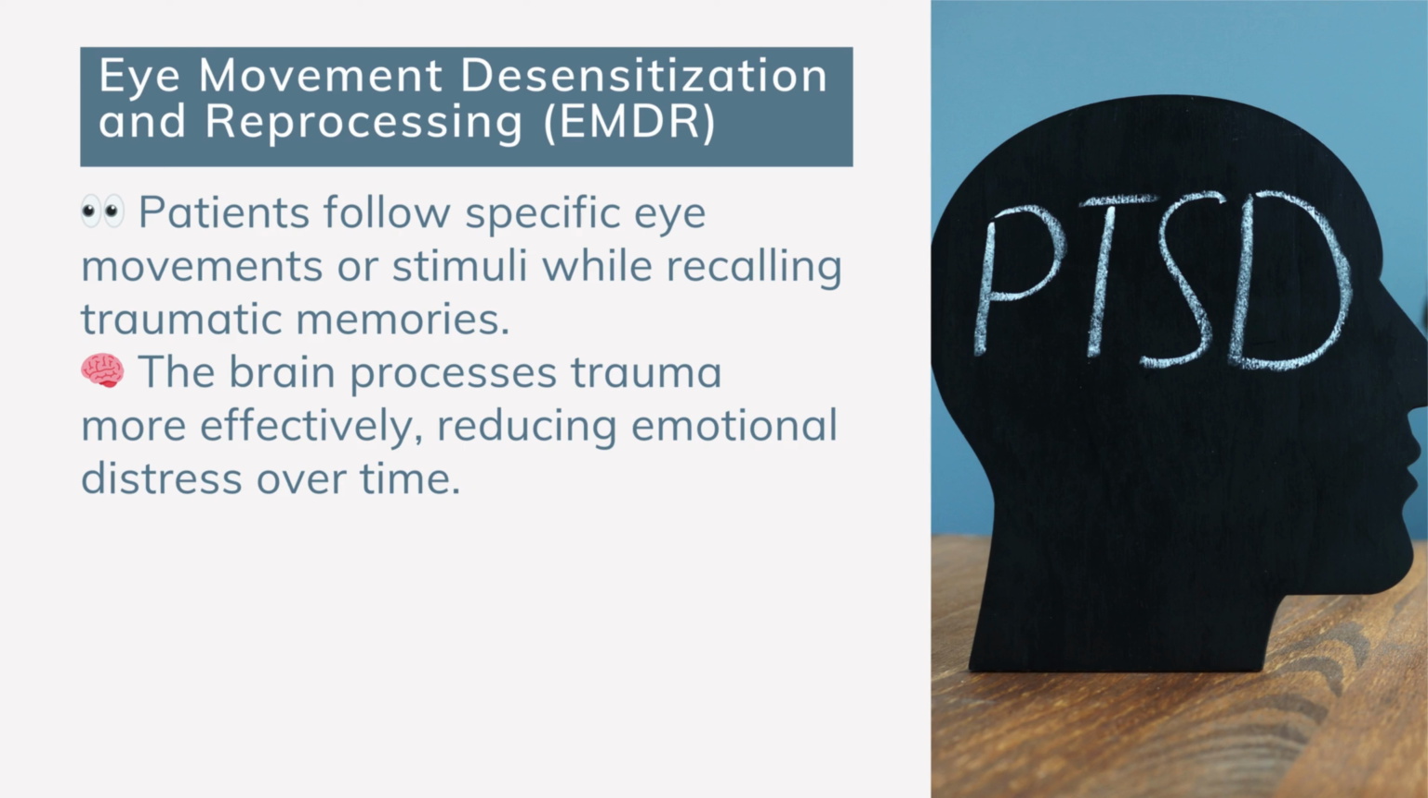Number 2, the brain processes trauma more effectively, reducing emotional distress over time. Trauma affects the brain in a unique way. When a person experiences something highly distressing, the memory may get stuck in the emotional part of the brain, which is the amygdala, rather than being properly processed by the rational part of the brain, the prefrontal cortex. EMDR helps unstick these memories, allowing the brain to reprocess them as past events rather than present threats.